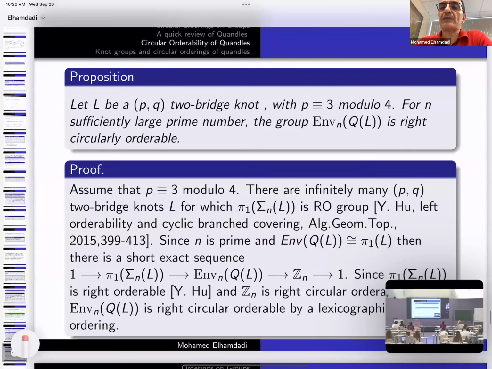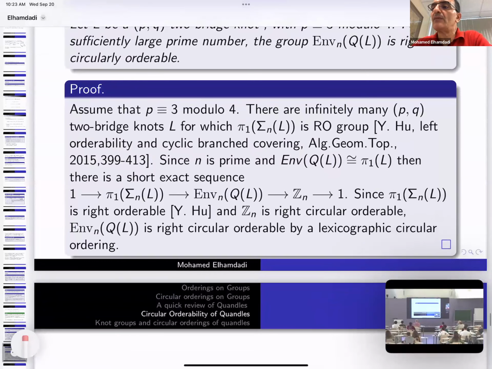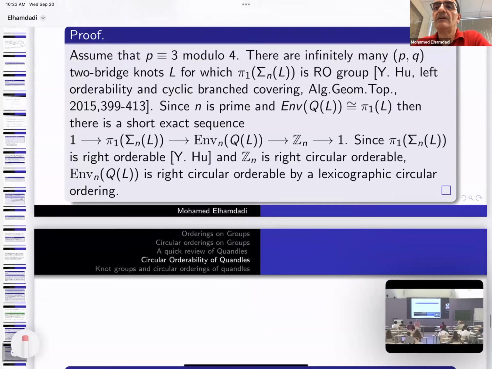We have the following proposition. Let L be a (p,q) two bridge knot with p congruent to 3 mod 4. For n a sufficiently large prime number, the group enveloping the n-quandle of the fundamental quandle is right circular orderable. And to do this, we had to use the results from this paper by Hu, in which she gives that there are infinitely many (p,q) two bridge knots for which the fundamental group of the cyclic branched cover is right orderable.